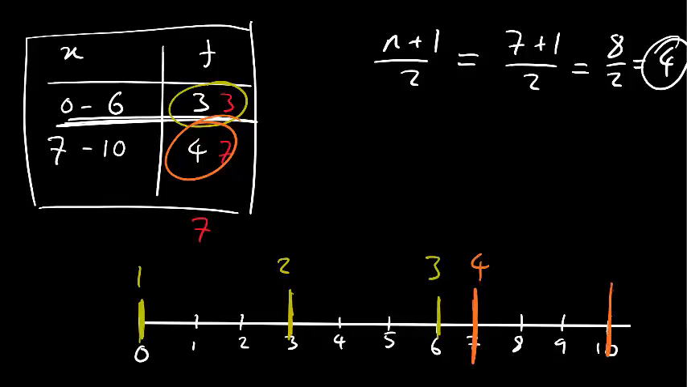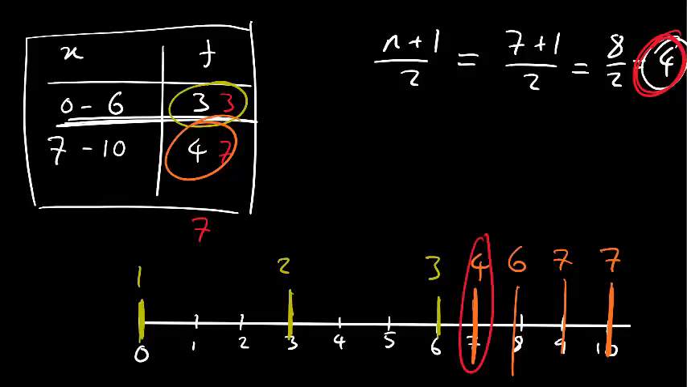I know that my last value, my 7th value, is going to lie at 10. And I just assume that the 6th and 7th values are equally spaced within this interval. So I know that the 6th and 7th are going to lie here. Okay, so remember what I'm looking for. I am looking for my median, which is my 4th value. So my 4th value lies here. So therefore I know that my median is 7.